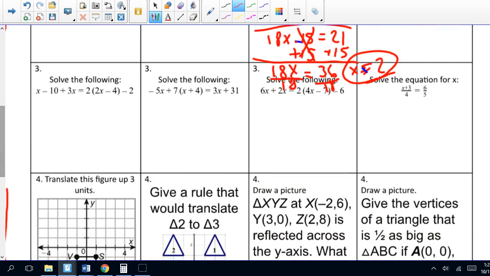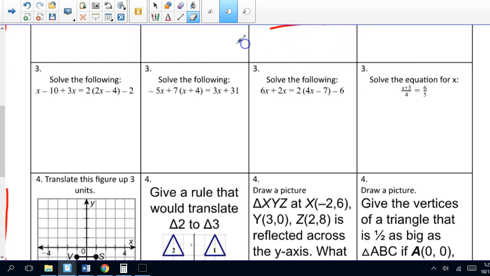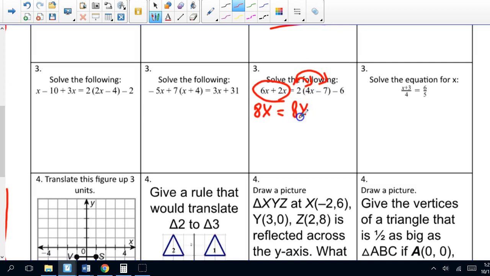Number 3, we need to solve the following. So let me get some of this out of the way. Solve the following. We have some like terms to combine. Let's combine those. 8x equals, oh, I see parentheses. Let's distribute. 2 times 4x is 8x. 2 times negative 7 is negative 14 minus 6.